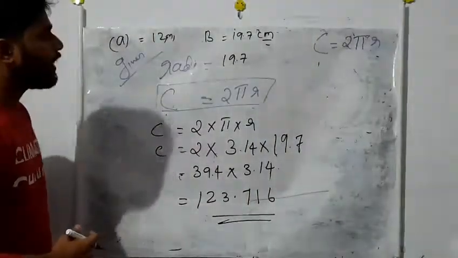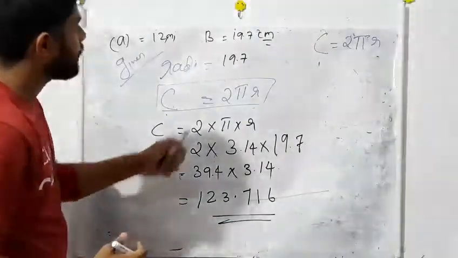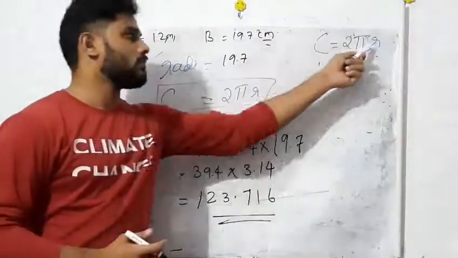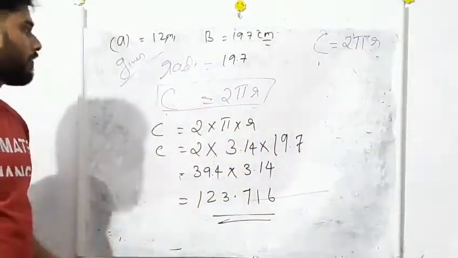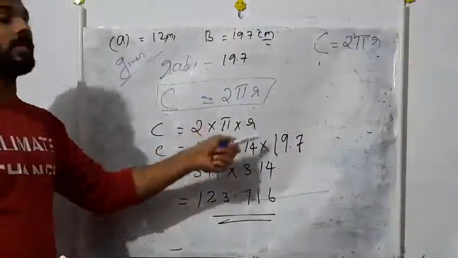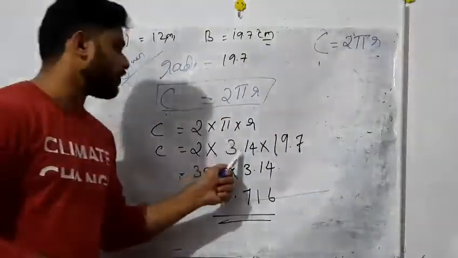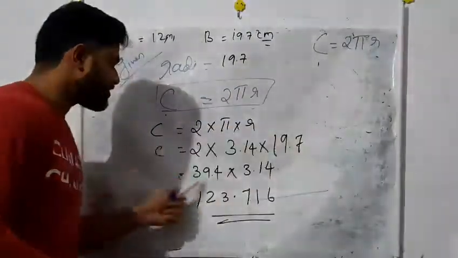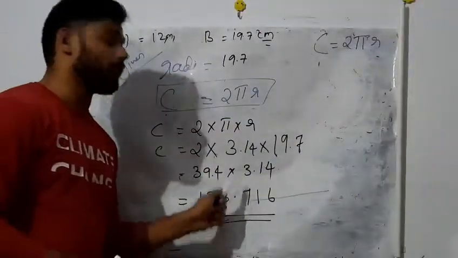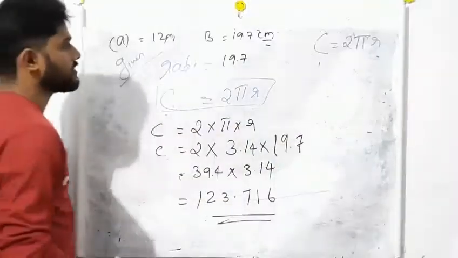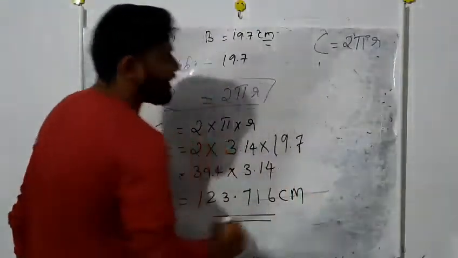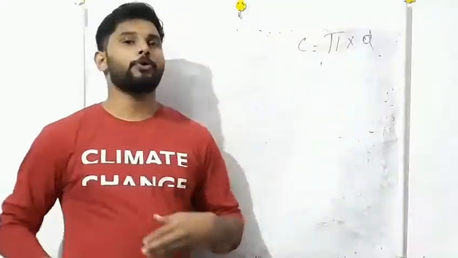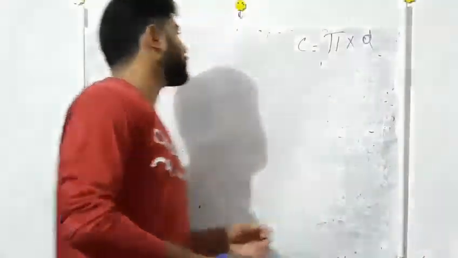Which equation have we done here? We are directly applying the values. That means 2 into pi into r, that's our equation. 2 into pi value 3.14 into r value 19.7. If you multiply these three things, you will get 123.716 centimeter as circumference.